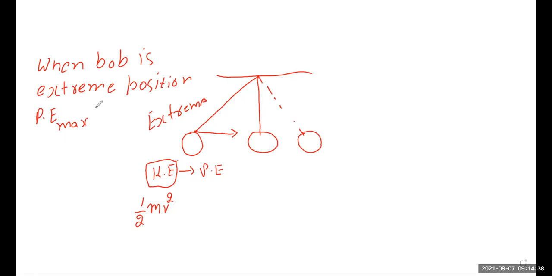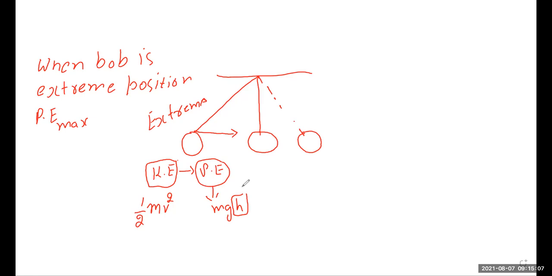maximum potential energy, children. Why does it have maximum potential energy and what is the equation for potential energy? Let me write the equation for potential energy. This is mgh. The pendulum has some weight, that is mg, and it has height. The height means the distance covered from the mean position. It is the highest distance or displacement of the pendulum from its mean position. So whenever the height, the distance and the displacement is maximum, potential energy will be maximum.